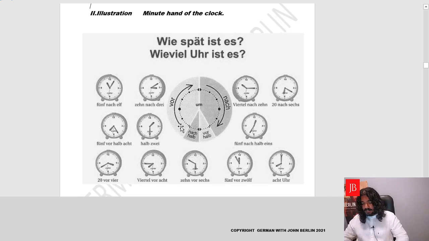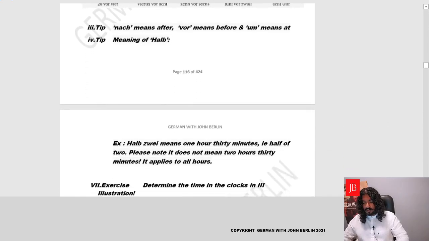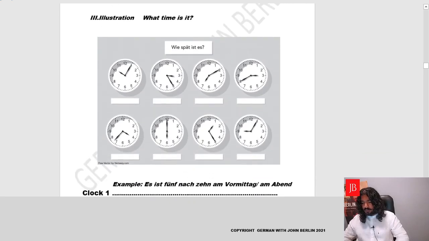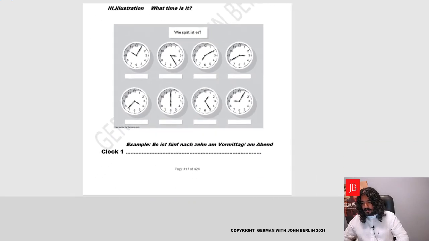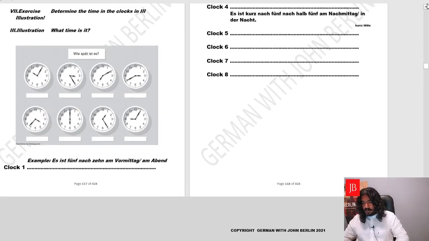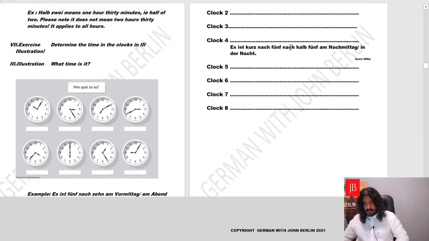Yes. Fantastic. So with these hour hand and minute hand, we'll be attempting to determine the time in this particular image. Let's see if we can do it. So the first question says, let's have a look here. It says, okay, what is the time? Yes, wie spät ist das?